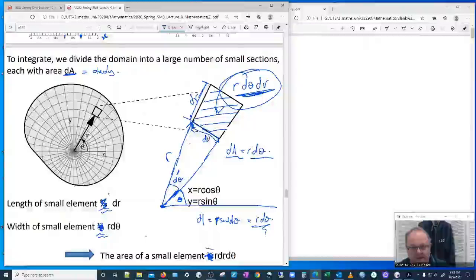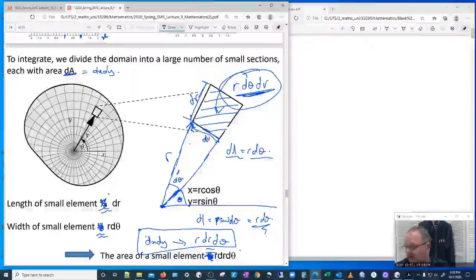Oh, sorry, I shouldn't have let those quarters stay on there. That's just the way it's printing. So what this is, that dx dy is being translated to r dr d theta. So we've got a new frame of reference that we have to add to our integrals when we do those.